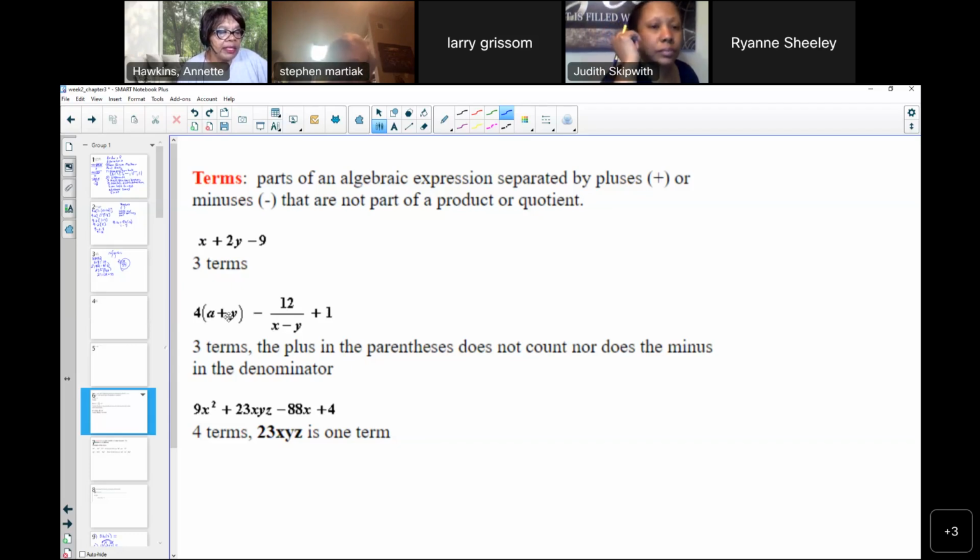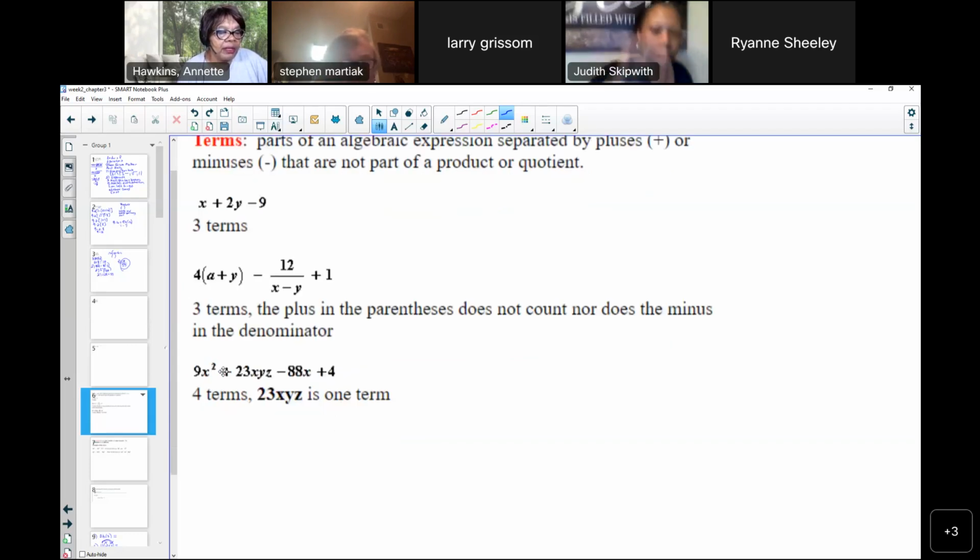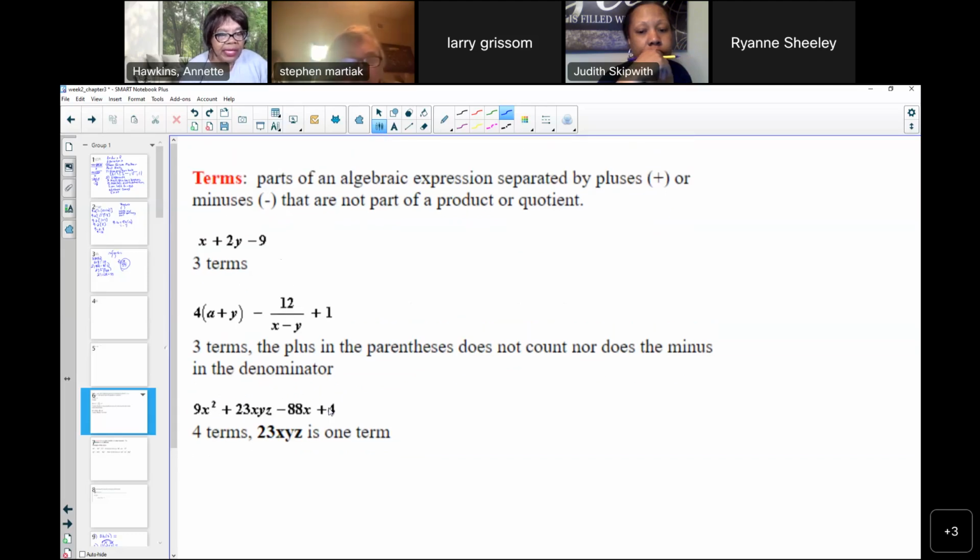All right, let's look down here. Here's a plus, a minus, and a plus. Anything separated by a plus or minus is called a term. 1, 2, 3, 4. Notice this group. This is a group. This is a group. So we have 4 terms. Any questions about terms?